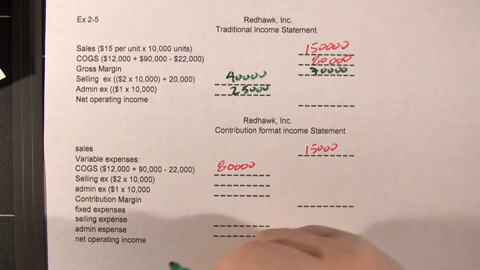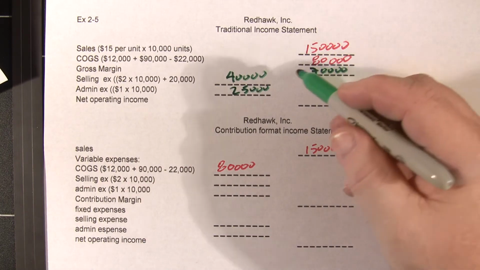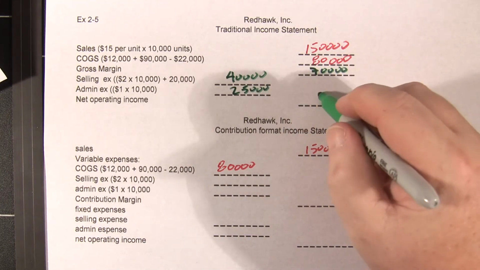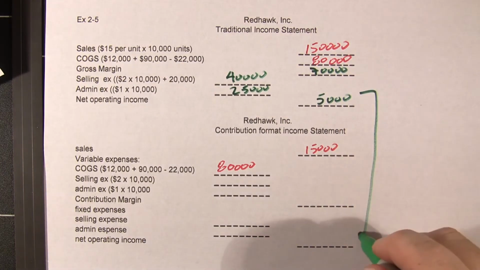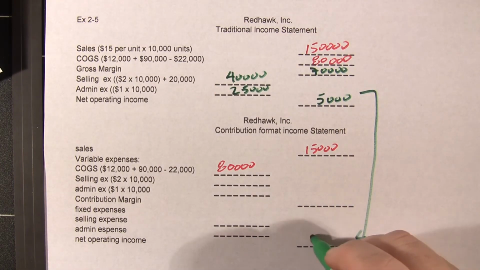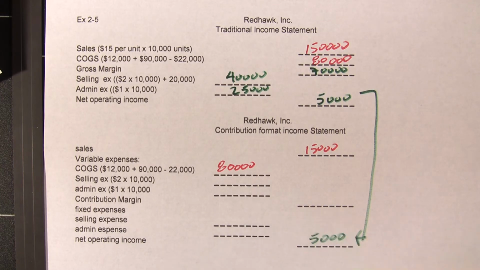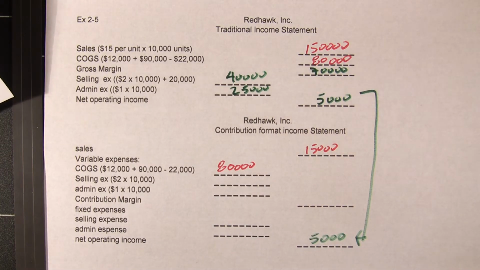So our net operating income is 70 minus 65, 5,000. And when we're done, that's going to be the same, irrespective of the method we choose. The difference is the pieces in between. So let's take a look now down at the contribution margin statement and highlight some of those differences.